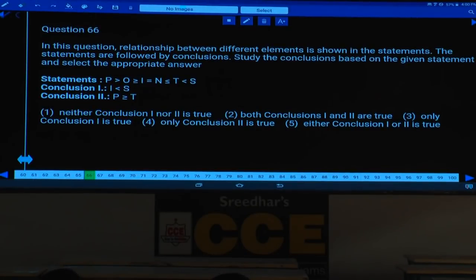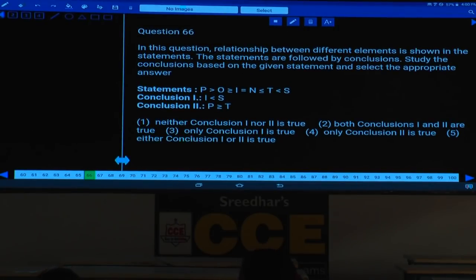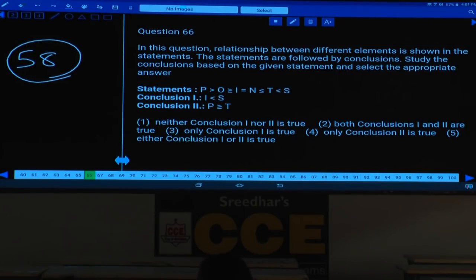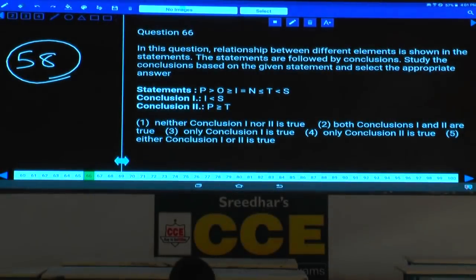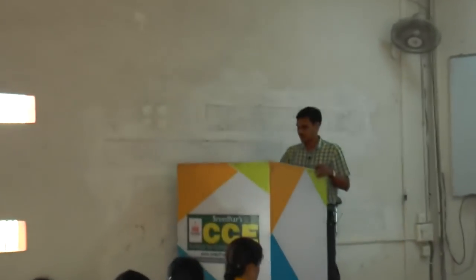Paper number 58, question numbers 66 to 70. Now in this question number 66 to 70, these 5 questions are based on coded inequalities, isn't it? Then question number 66, any answer to this one, the 66th one?